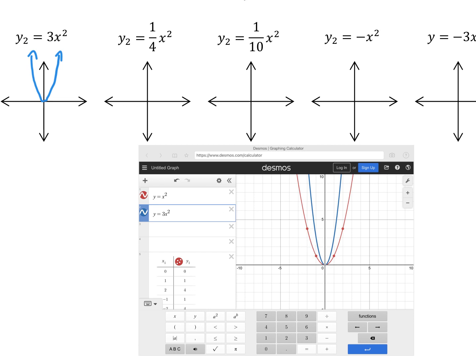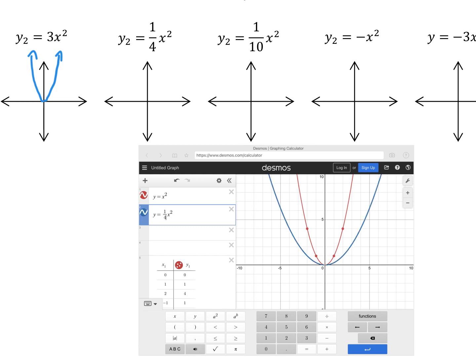All right. What if we change that to a 1/4? Well, if we have 1 divided by 4, there it is in blue there. So if we have 1/4, it gets a little wider than our regular y equals x squared. Or we say this is vertical shrink. So this point that was up at 1 is now down here. This point was up at 4, now it's down at 1.